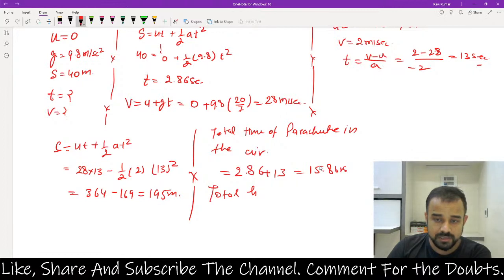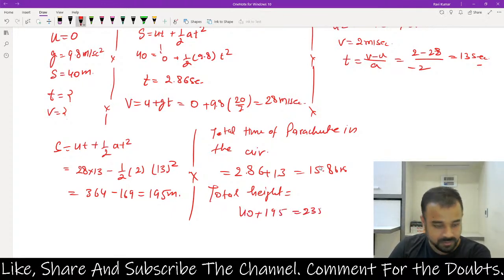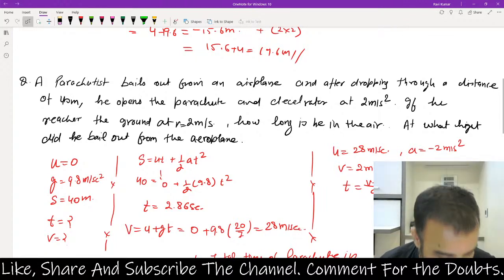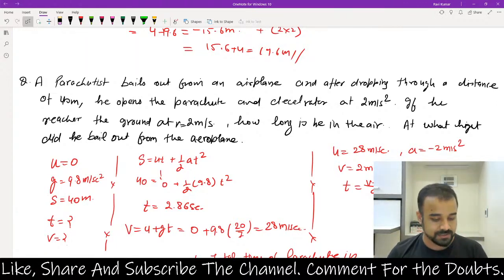Okay, so total height will be equal to 40 plus 195, that is equal to 235 meter. That's your answer for this question. This is a beautiful question. This has been asked multiple times in various examinations.